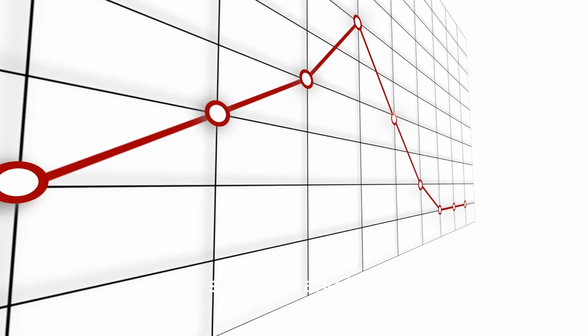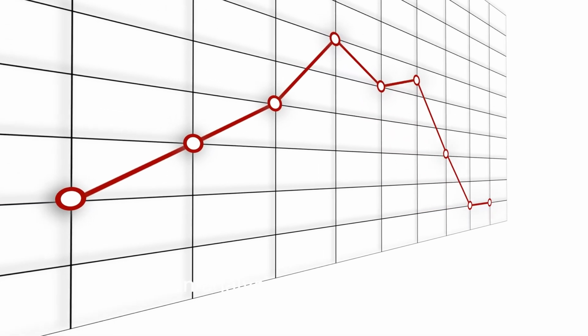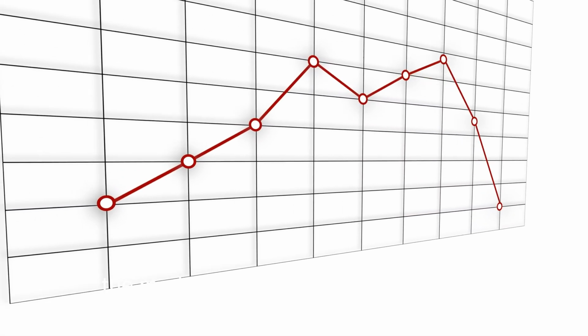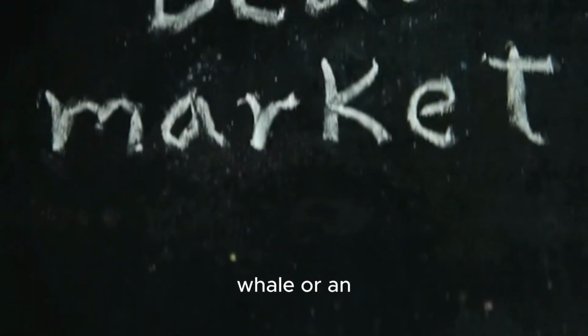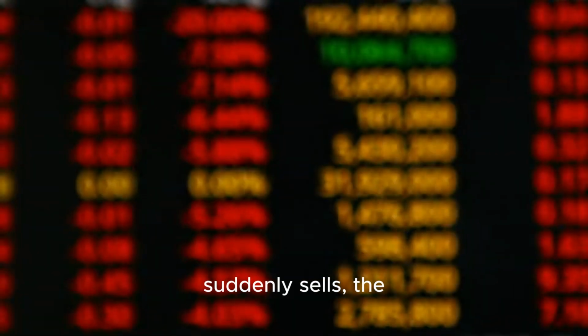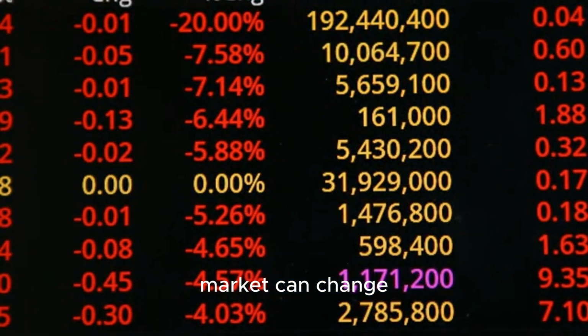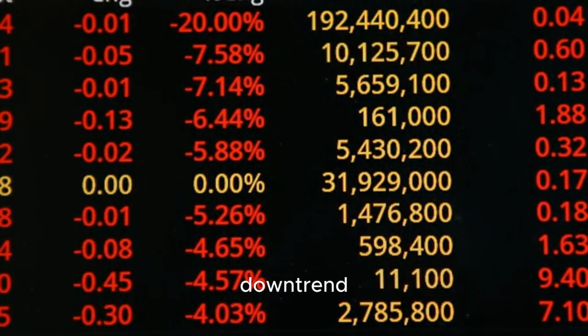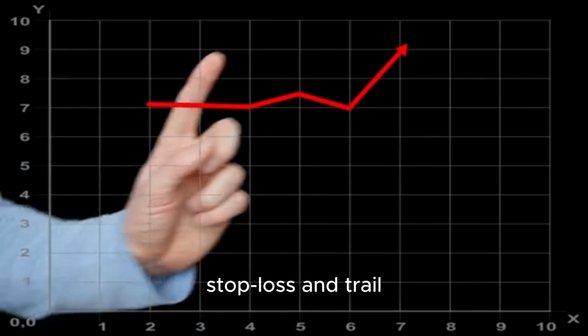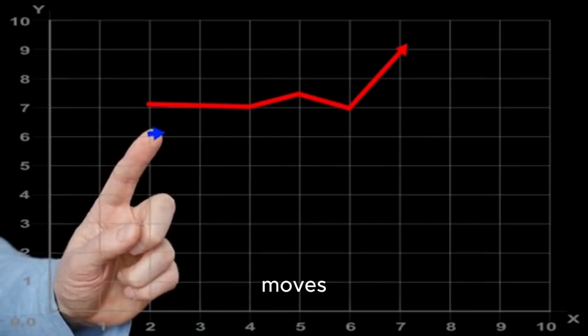According to the market structure and law, when analysis is done properly, the market usually completes its target. However, if a big whale or an institutional bank suddenly sells, the market can change its behavior, switching from an uptrend to a downtrend. That's why you must always place a stop loss and trail it as the market moves.